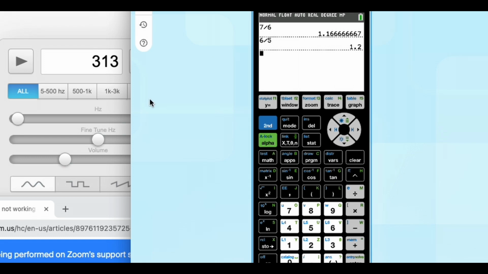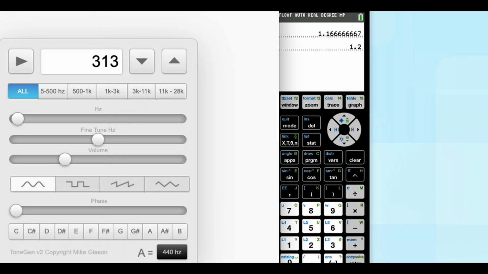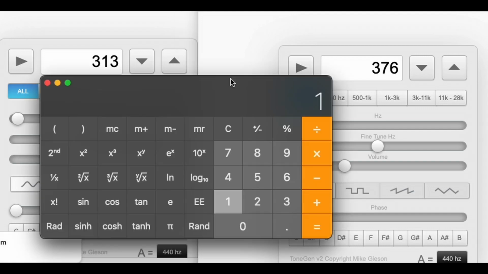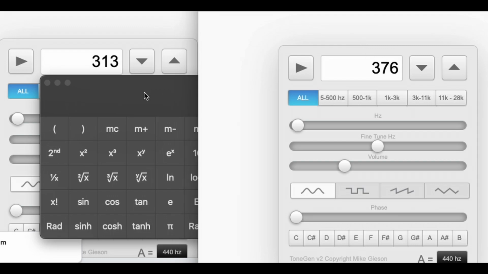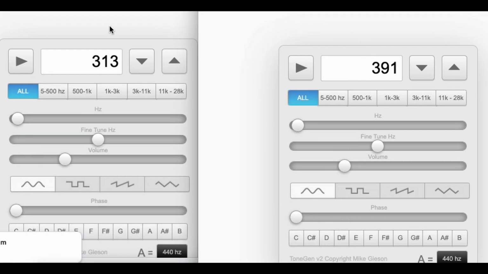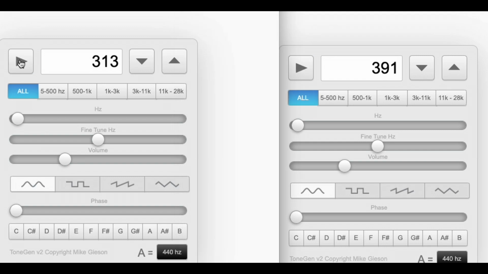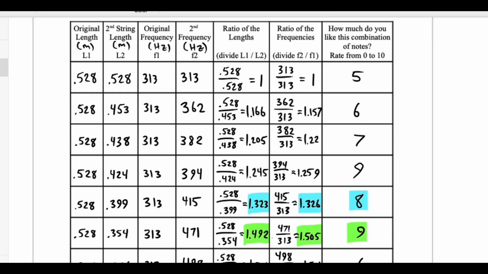Okay, I also picked out 1.25. Let's do that one. 391. How's that sound? Called a major third in the Western scale. The ratio there would be 5/4.